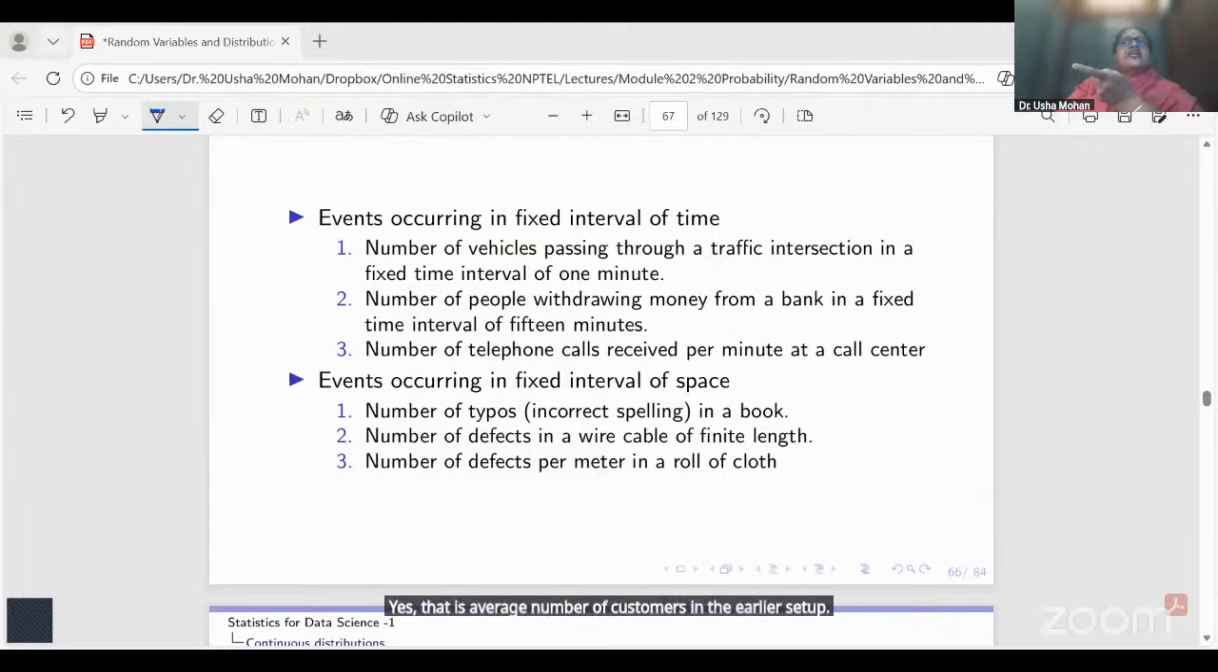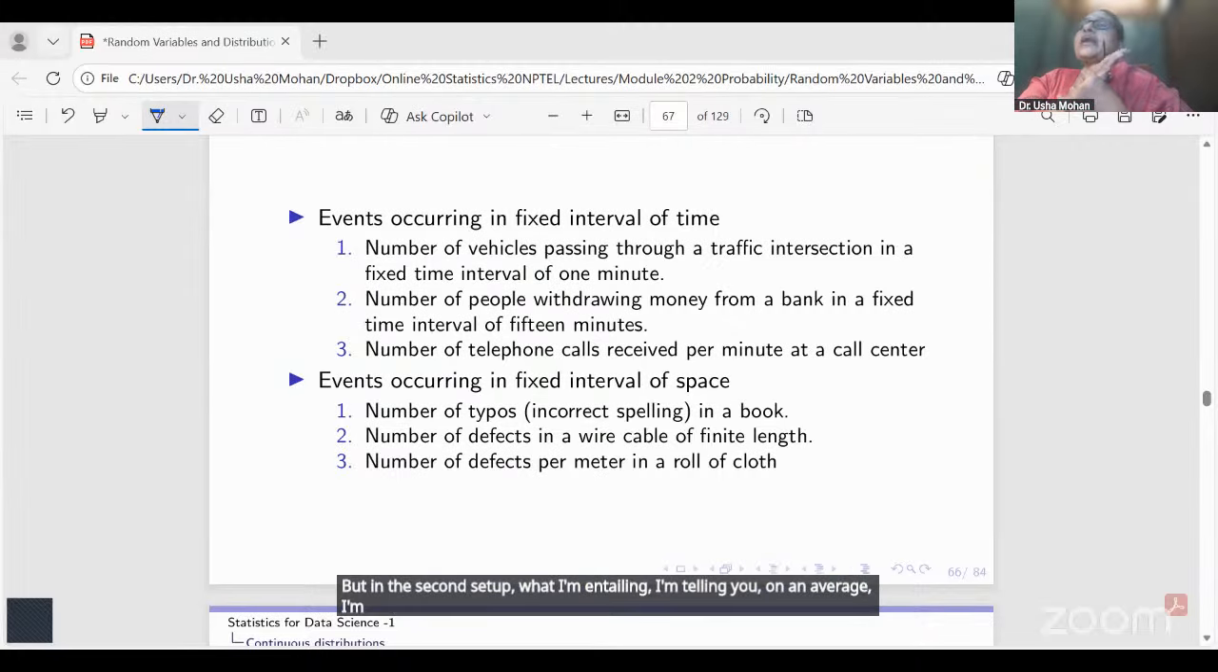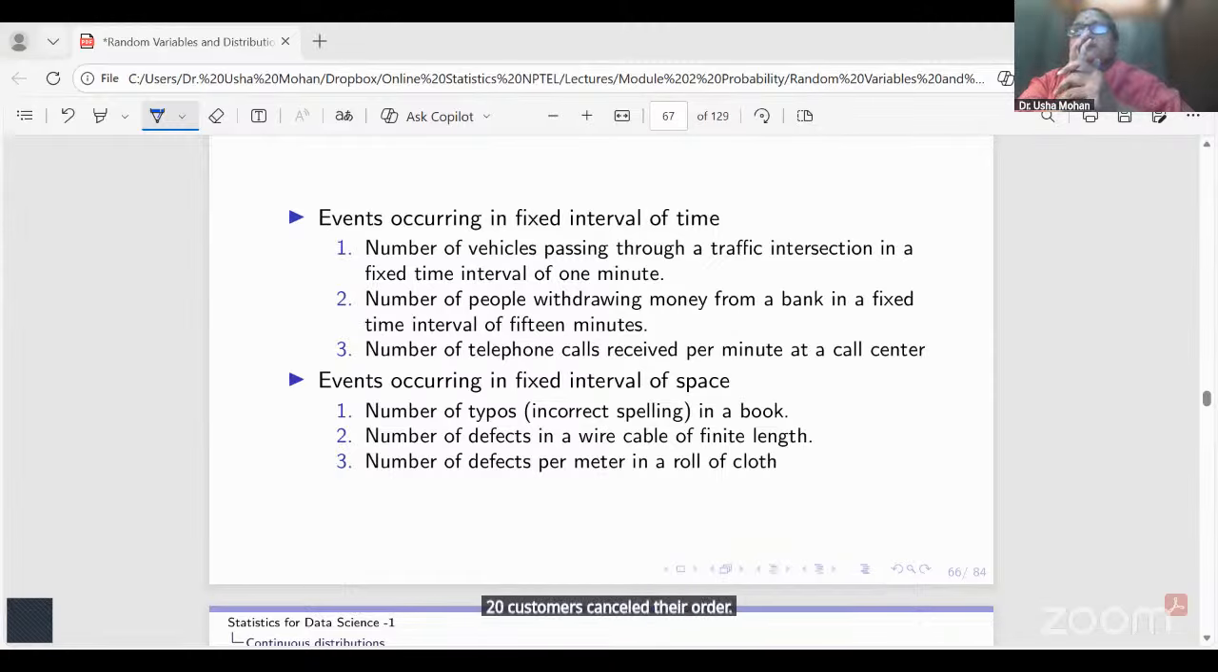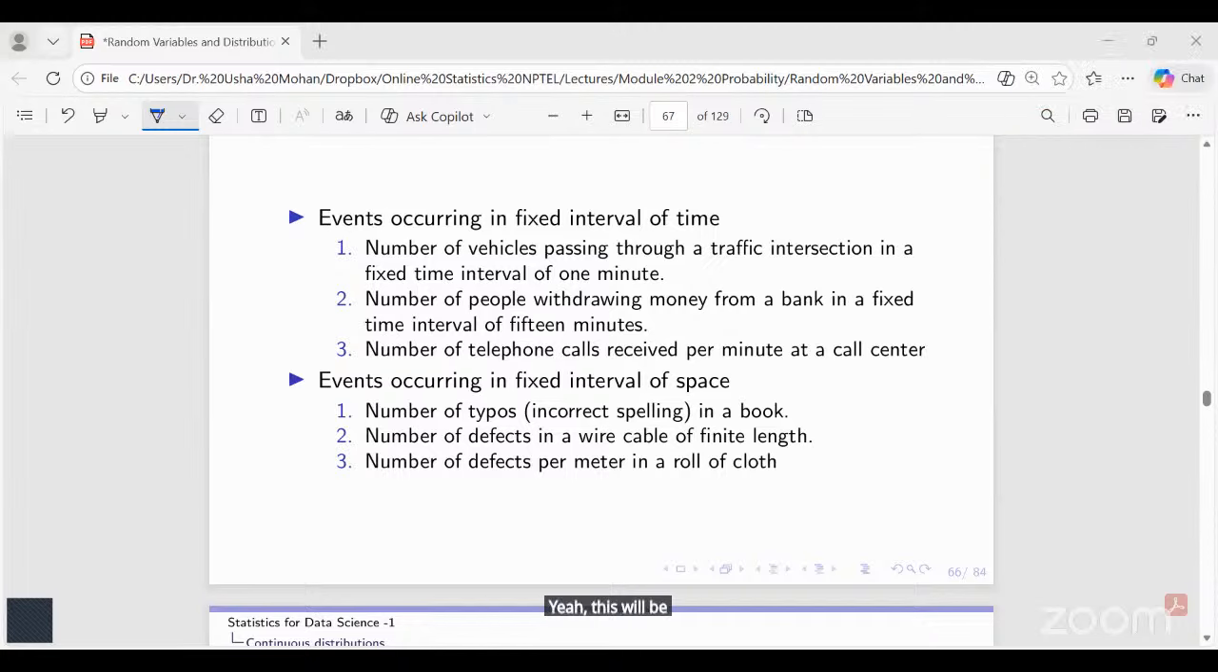But in the second setup, what am I telling you? I'm telling you that on an average, 20 customers cancel their order per day. So what would you model it as? Yes, this will be Poisson. Is that clear?